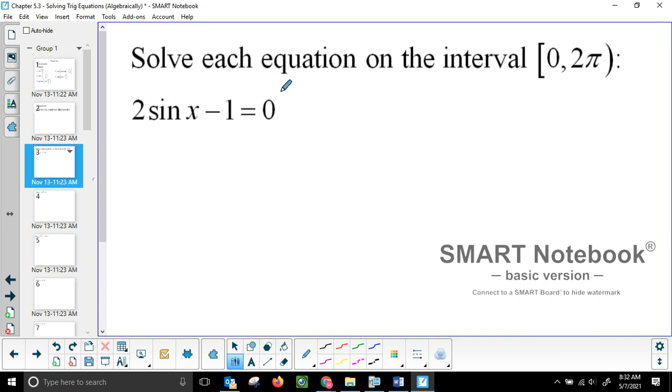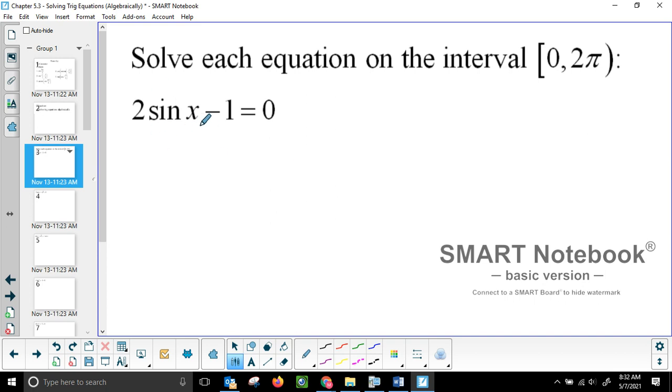All right, so this says solve each equation on the interval from 0 to 2 pi. Do note that 0 is included and 2 pi is not. That's because they're coterminal angles, right? We can think of them mathematically as the same angle, the same position on the unit circle. So we only need to count that position one time. So we count that as 0.